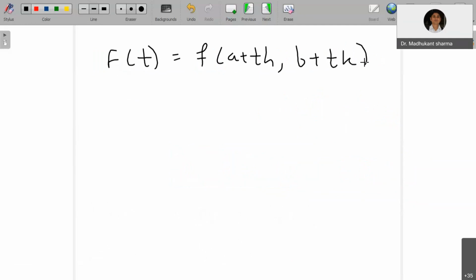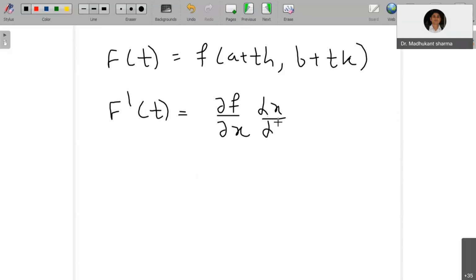Okay. So you have f of t equals f of a plus th comma b plus tk, and we have already imposed the condition that capital F is differentiable at least two times. Now how do you differentiate f dash of t? You can apply the chain rule. So you have to differentiate: dou f by dou x times dx by dt, applying the chain rule, plus dou f by dou y times dy by dt.